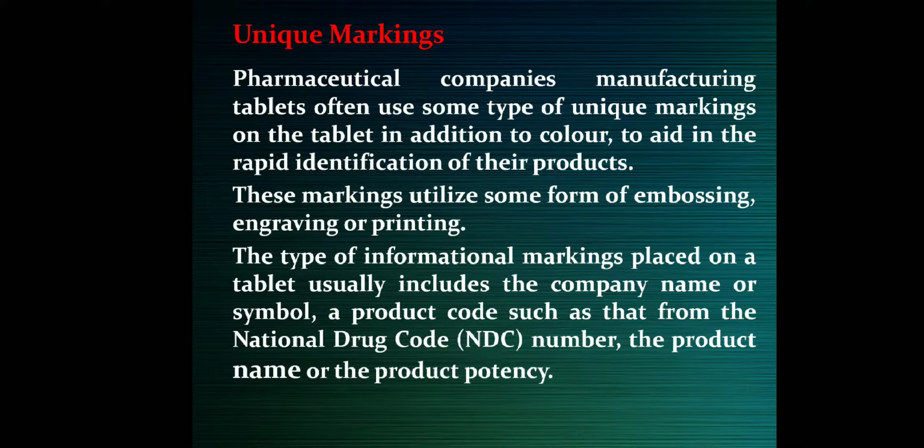The type of information marking placed on tablet usually includes the company name or a symbol or a product code such as that from National Drug Code NDC number or the product name or the product potency. So one of these pieces of information is generally presented on the unique markings and they must be clear, non-interfering with the quality of tablet or the process that should be evaluated.